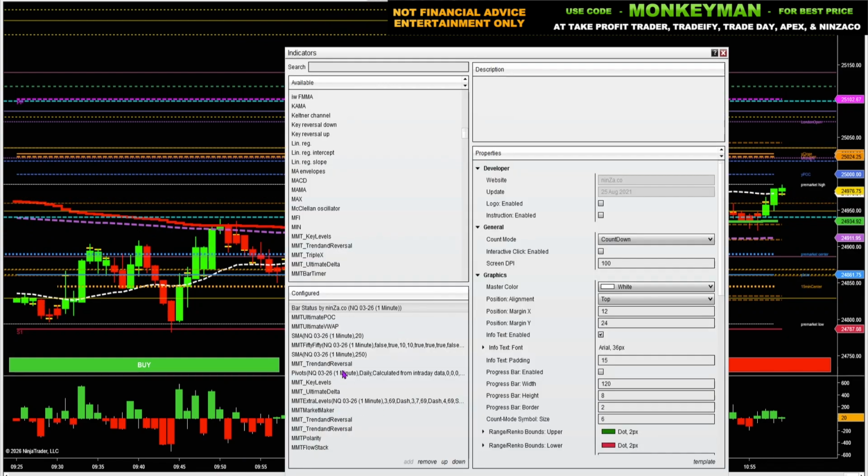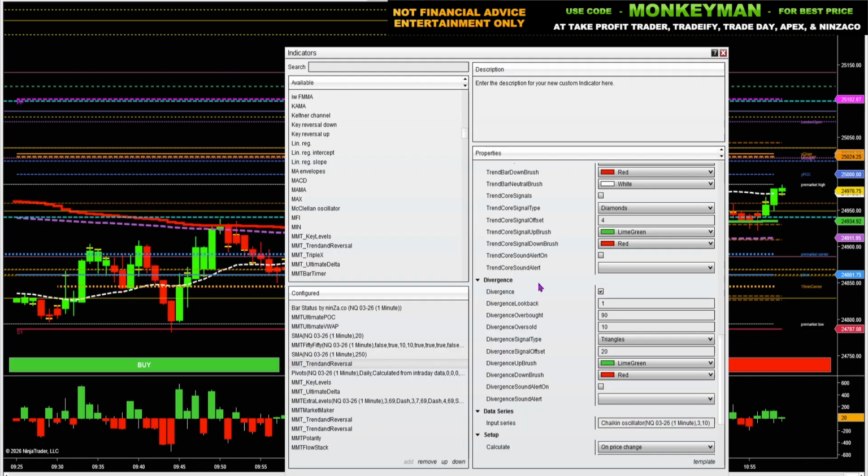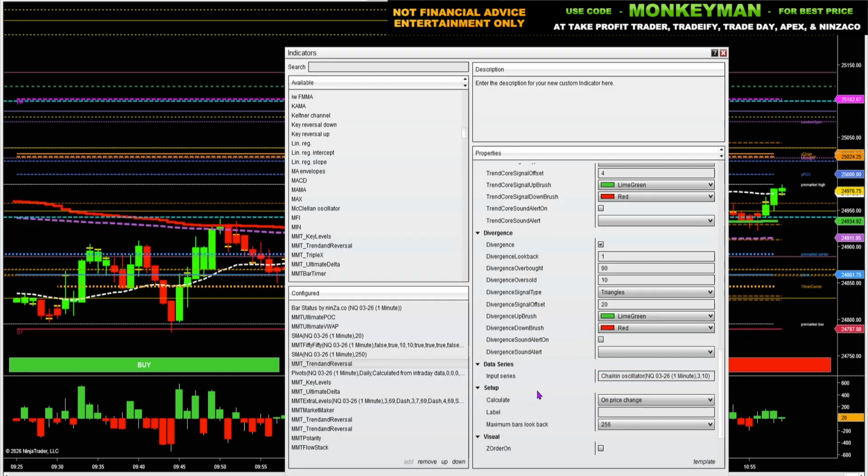I've got 3 different instances of the trend and reversal. It's just painting divergence signals, nothing else. But I've got 3 different input series. I've got all of the same settings for the divergence: a look back of 1, overbought 90, oversold 10. I've got them all printing triangles of different colors. You can see right now it's calculating on price change.